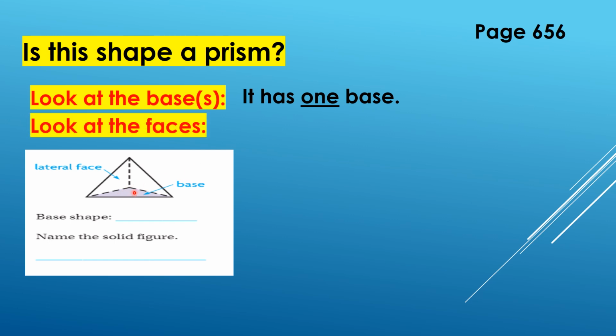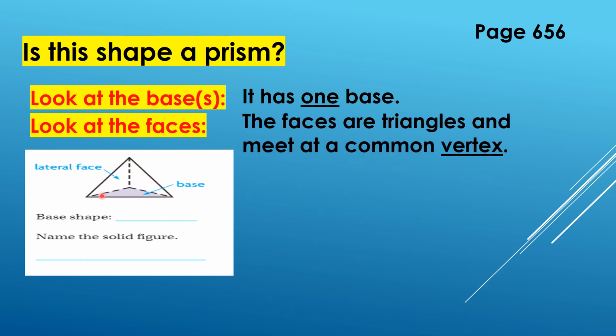What about the faces? Are they rectangular like in the prism that I showed before? No, they are not rectangular. They look like a triangle. The faces are triangles and they meet at a point on top called the vertex. So for sure, this is not a prism. Do you have any idea what I call this shape? Yes, I call it a pyramid.